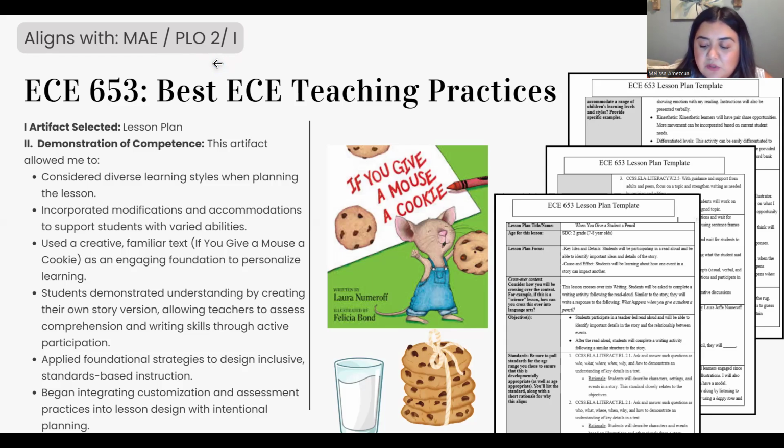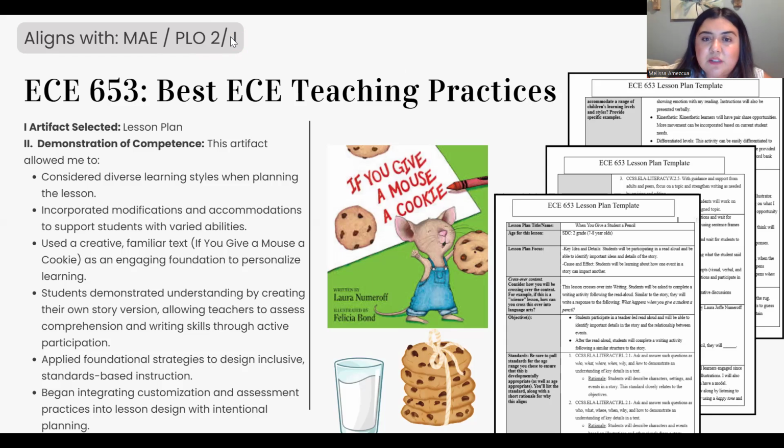There was an assessment piece where I was able to gauge if they understood by their ability to complete the task. And then students were again able to have access to those differentiated activities. So it shows that I met this PLO at an introductory level because I was able to apply foundational strategies to design inclusive, standards-based instruction. And I began integrating customizing the lesson and the assessment so that it was accessible to all students.